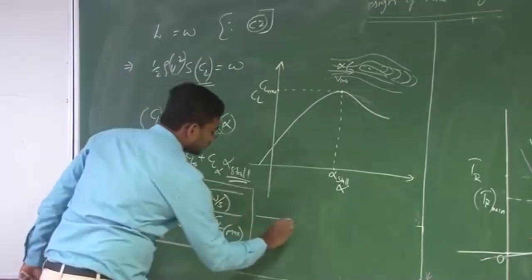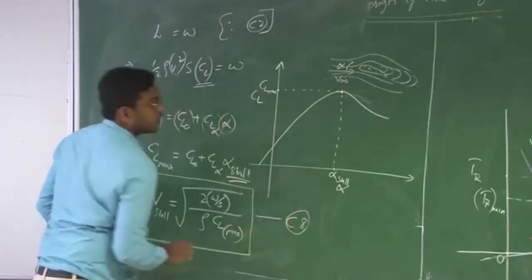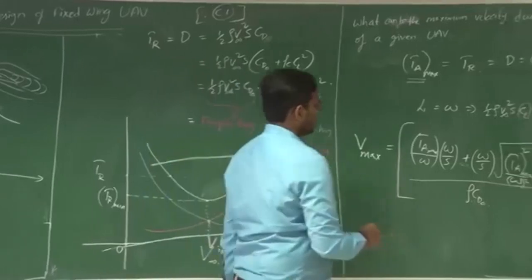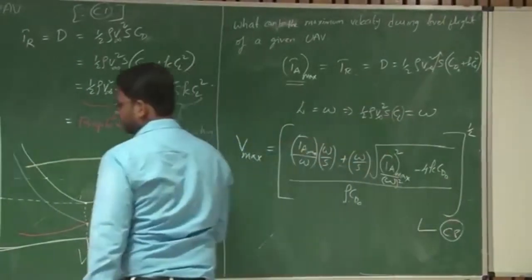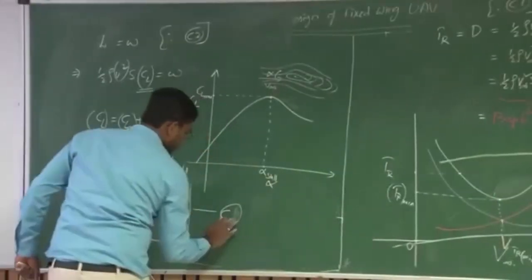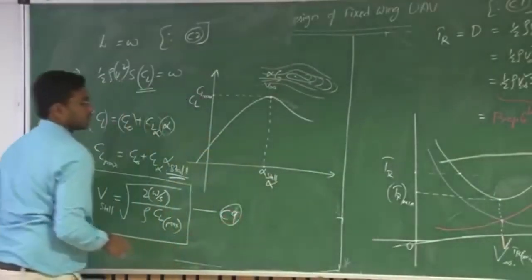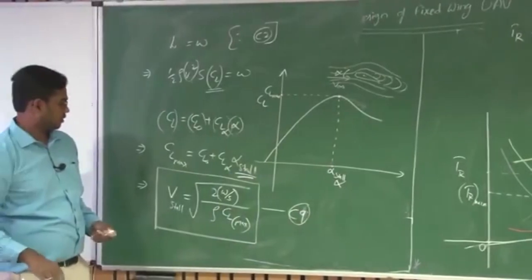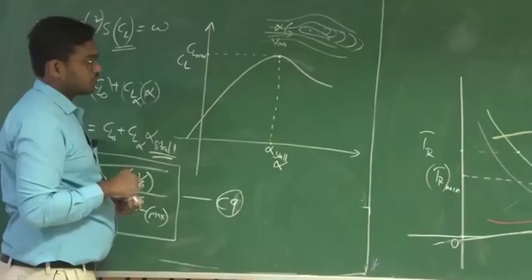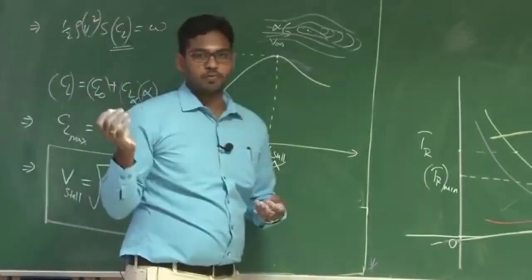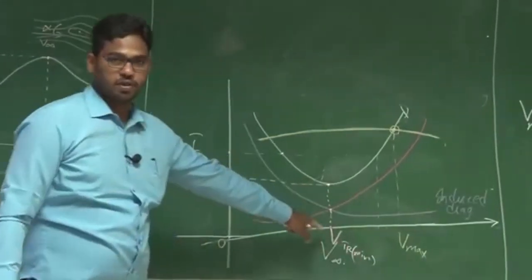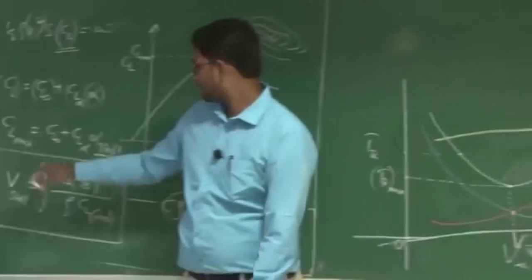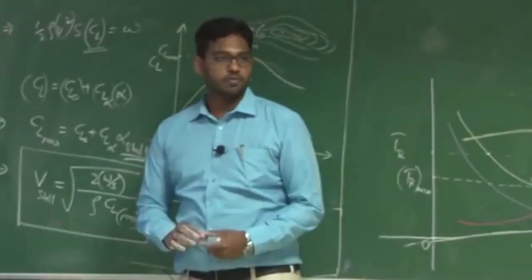This equation is C8, if I am not wrong. Okay, let us name it as C8 and let this be C9. This is equation 9 in cruise for this lecture. The question is, which one is the minimum velocity? Is V minimum, V for TR minimum, the minimum velocity, or is V stall the minimum velocity?